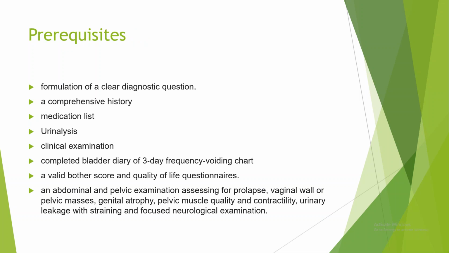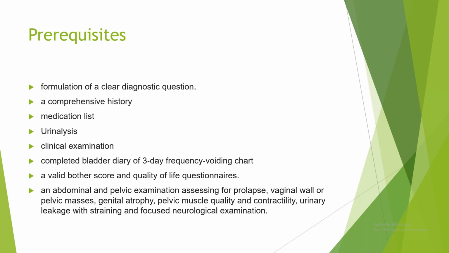Now, what are the prerequisites that you should fulfill before doing this urodynamic study? First, you should have formulated a clear question, like why this patient wants urodynamics, to confirm the diagnosis or to decide regarding the management. So you should see for exactly what we are doing urodynamics for this patient. Then you have to take a complete history from the patient regarding her symptoms, and to see exactly what type of incontinence or what type of urinary complaint she has.